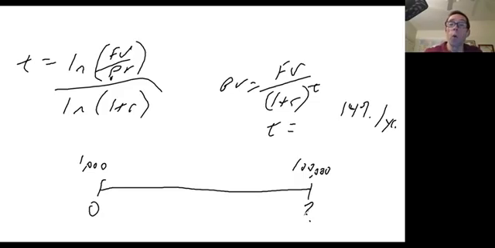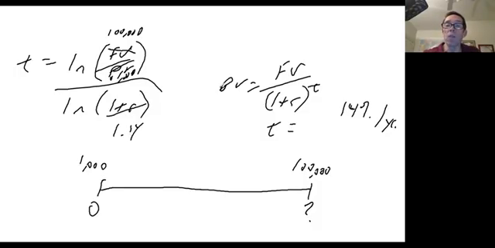Well, we're going to use these formulas right there. If we use the one on the left, we're going to simply say that T is going to be equal to the natural log of $100,000 over $1,000 divided by the natural log of 1.14. Right? That's what I want to solve. That'll solve this problem.